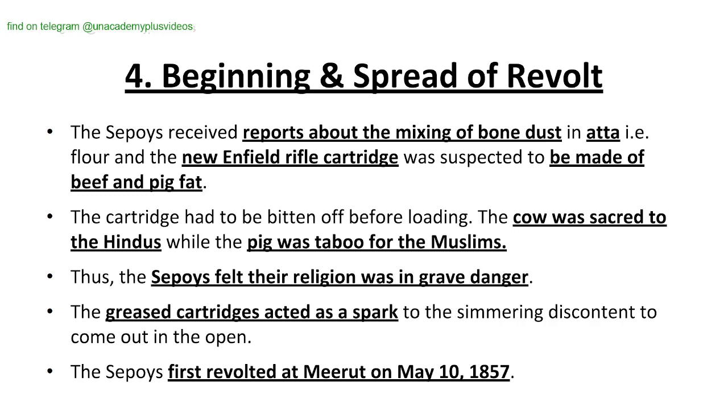Beginning and the spread of revolt. The sepoys received reports about the mixing of bone dust in atta, that is the flour, and the new Enfield rifle cartridge was suspected to be made of beef and pig fat. The cartridge had to be bitten off before loading.